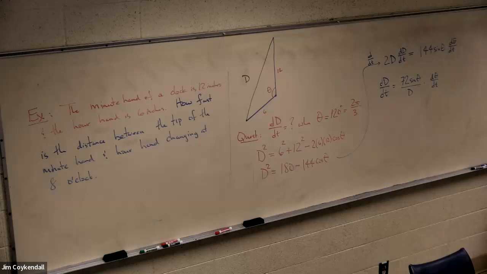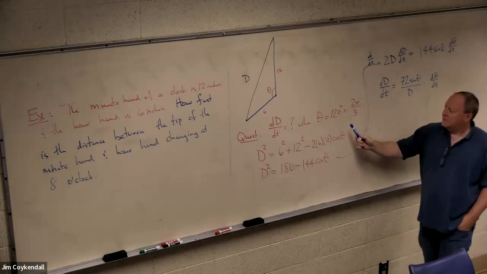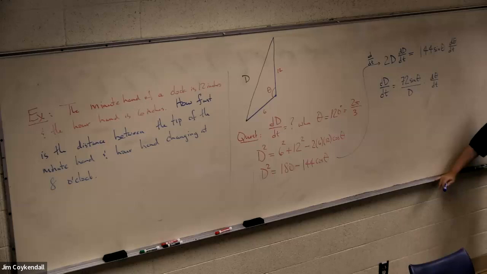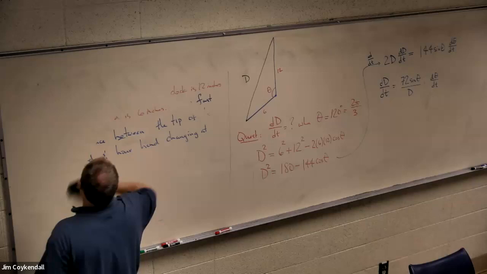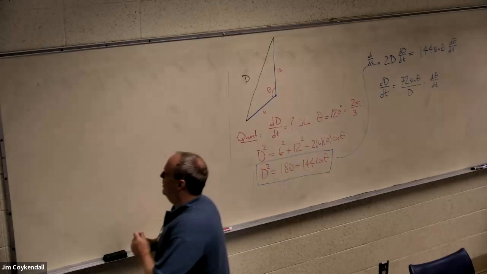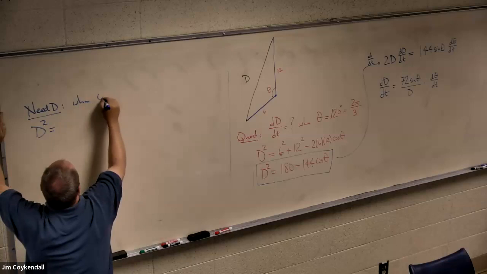Right. So to make this operational, I need to know what theta is. Well, I got theta. It's 2 pi over 3. So I'm good to go here. But I don't seem to have values for D and theta. Okay, D's easy. How would we get D? Right, so let's go back to our equation. So we need D. We have D squared when theta is 2 pi over 3.